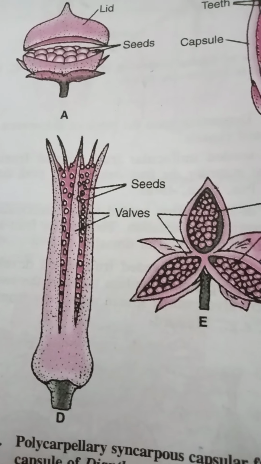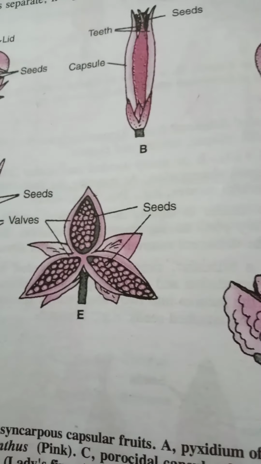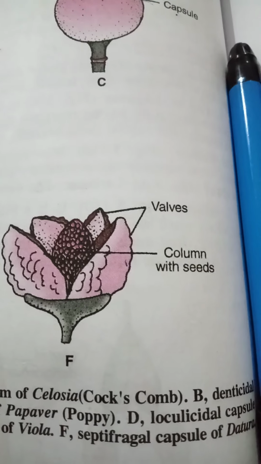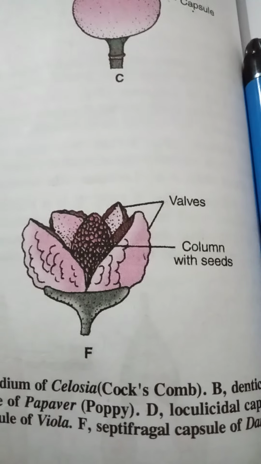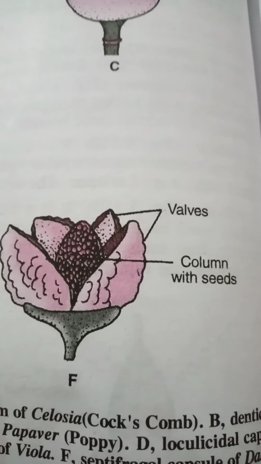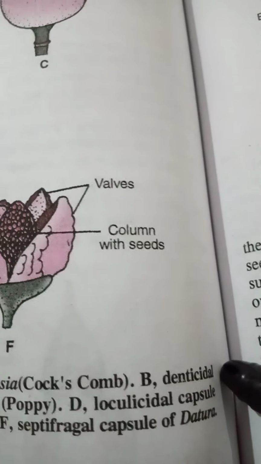Then next one is the septicidal. The septa will bear seeds in them and they will help in dehiscence. And the last one is the septifragal, where the outer halves or valves will be removed but the seeds will remain at the central position. So these are the different types of capsules.